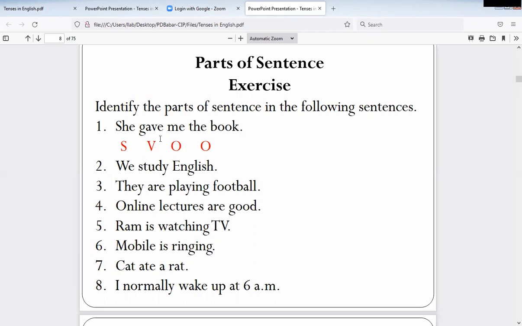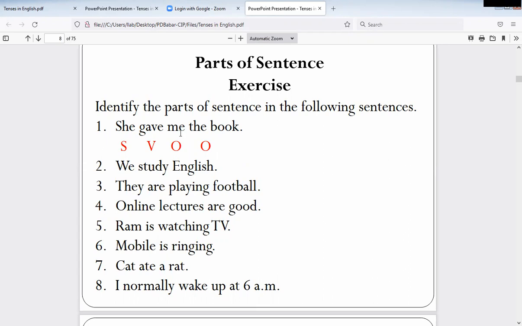And if we ask the question what gave, then it is answering the book. Okay, what gave? The book. And whom gave? It is answering me. Okay, so these are the two objects in this sentence. We have used here two objects. She gave me the book. So me is the object. What gave? If you ask the question to the verb what gave, then it is answering the book.